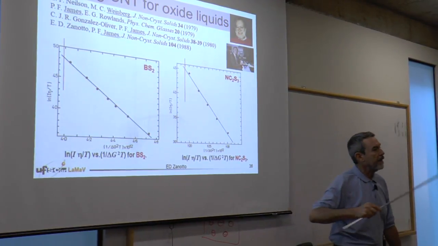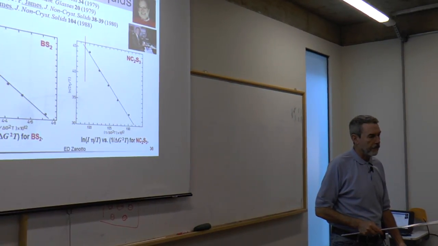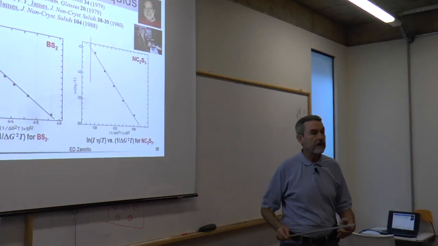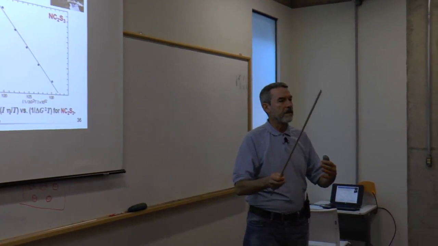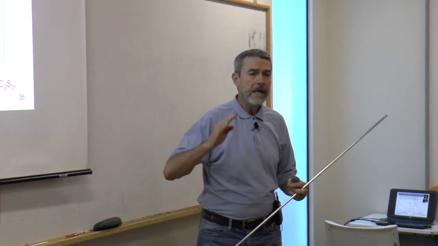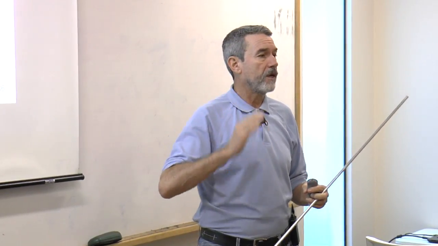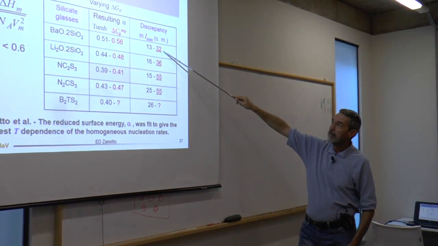So the theory can predict the temperature dependence, but not the actual magnitudes, using these constraints, like using the viscosity for the transport part and a constant value for the surface energy. It cannot predict the magnitudes. The errors are far, far too great.